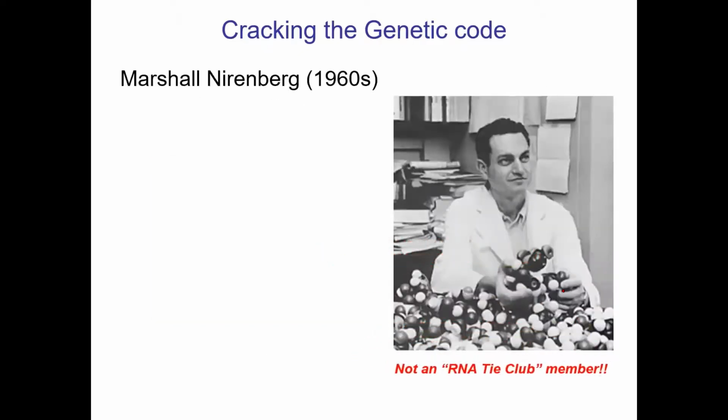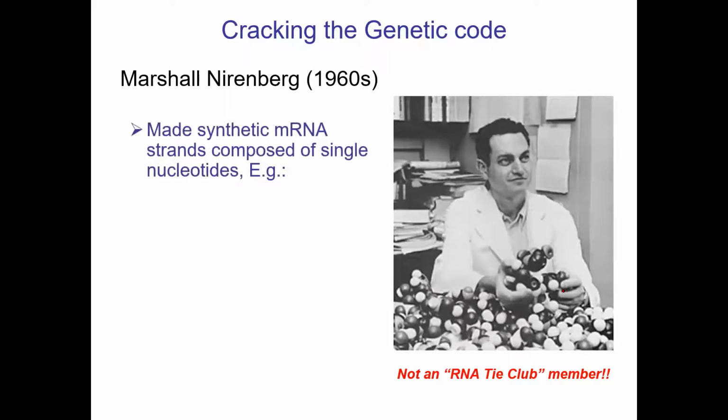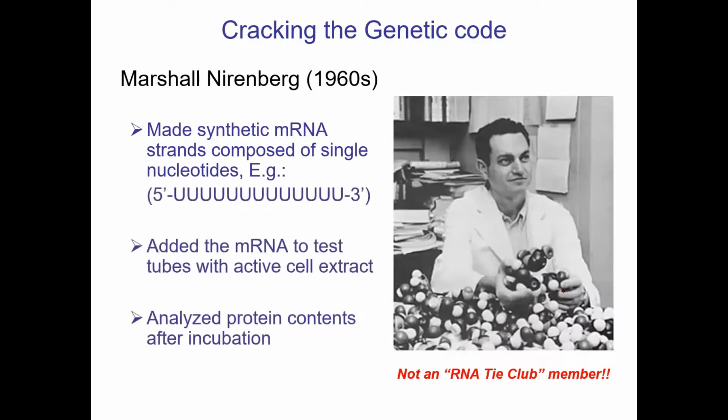So in the 1960s, Marshall Nirenberg cracked the code, and he was not an RNA Tie Club member. So, big shock, he was not as famous as all those other guys. And he actually figured out a very simple way to crack the code. So this is kind of what he did. He made synthetic RNA strands, and he started off with just a single nucleotide. So he started off with a whole bunch of U's, added this to a test tube and added a yeast extract.